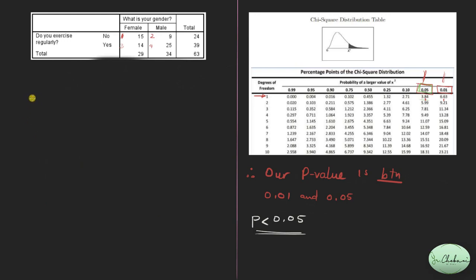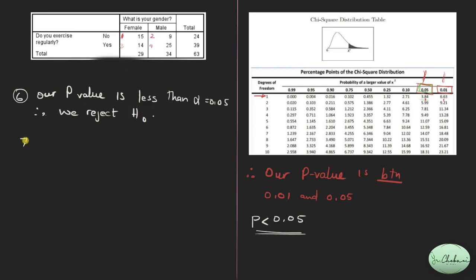Step number 6, we make our decision based on the p-value, right? So we would say our p-value is less than our alpha. Alpha is equal to 0.05, okay? And therefore, we reject the null hypothesis. We reject the null hypothesis, okay?